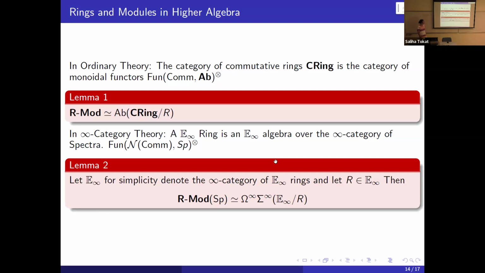But this definition is important: an E infinity ring is an E infinity algebra over the category of spectra. In the sense that if you look, commutative rings are all the monoidal functors from COM to abelian groups, and we have again all the strong monoidal functors from the nerve of COM to spectra. So in some sense, spectra is the higher categorical version of the category of abelian groups. And in a very similar sense, we can also define the modules of those.